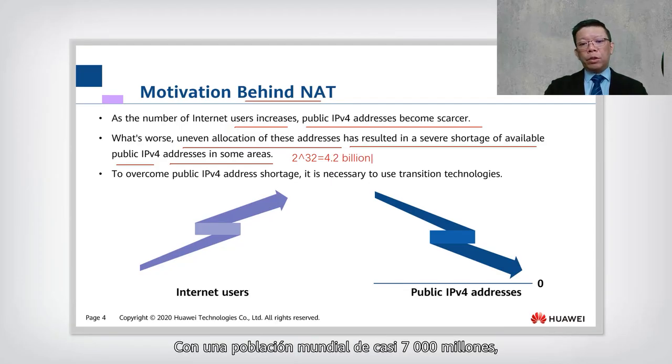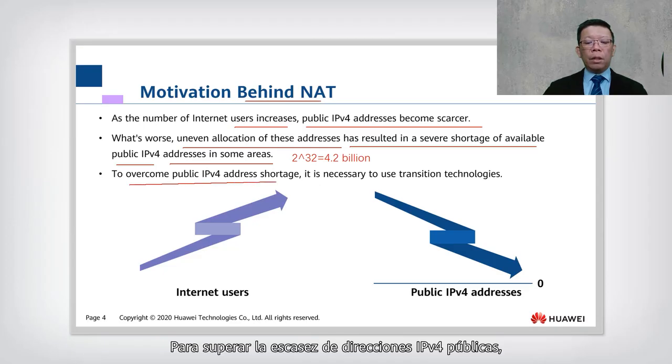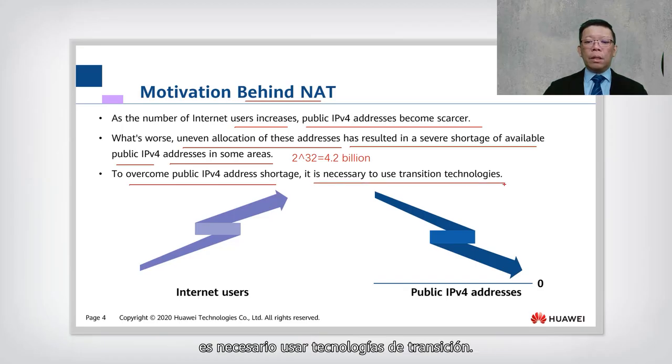The world population is already close to 7 billion. So if every one of us uses IPv4 at the same time, we will run out of IP addresses. So the motivation here is to overcome the public IP shortage, which is the IPv4 address shortage. It's necessary to use transition technology. But again, this is one of the technologies we use.